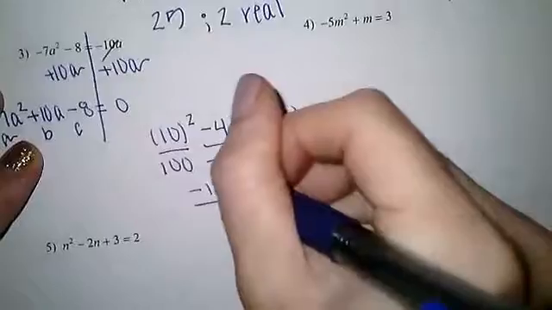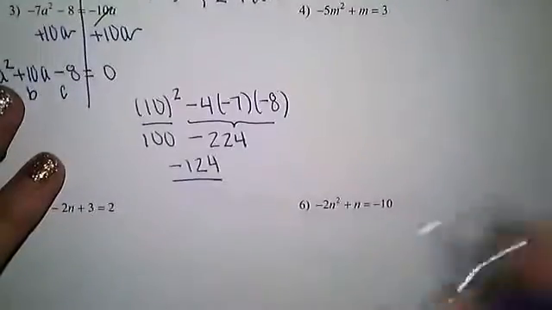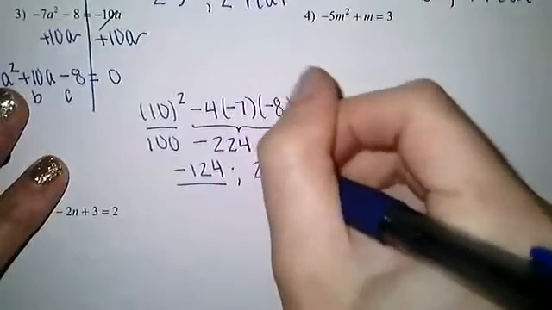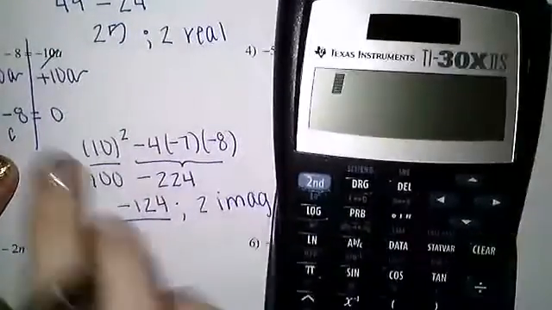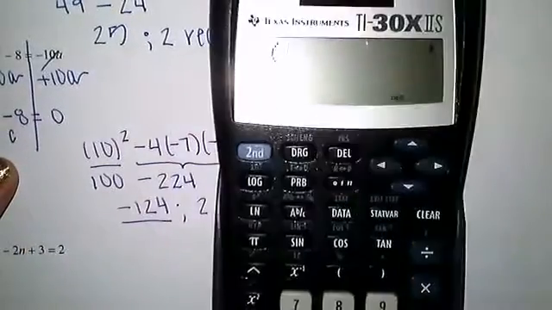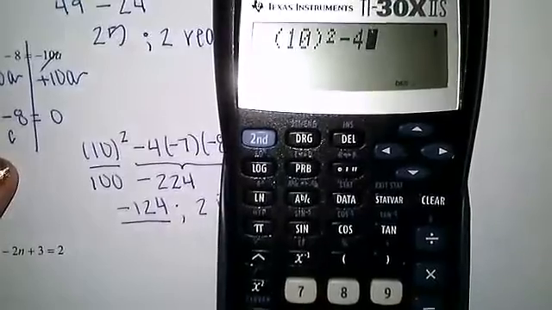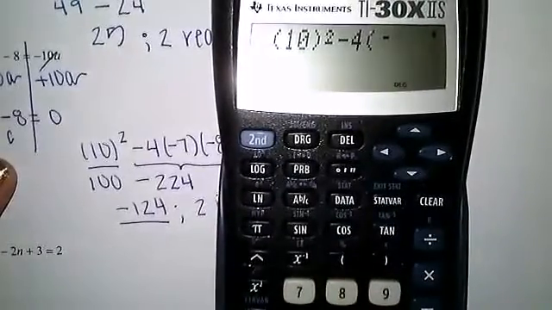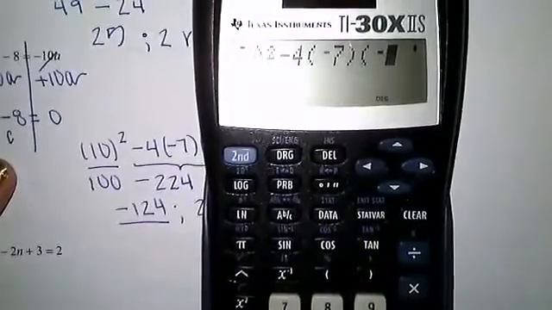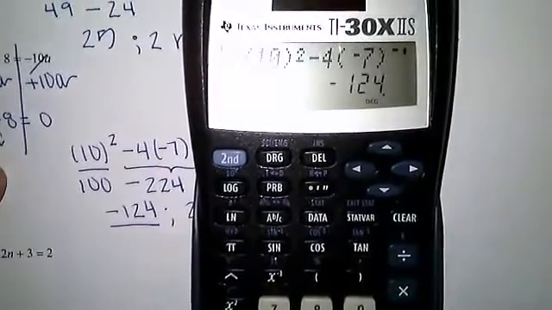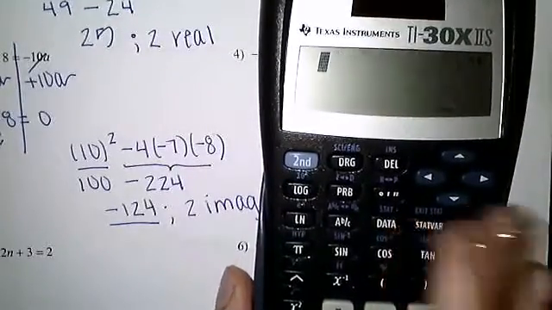So if we look at our notes, a negative answer gets us two imaginary solutions. That means that it never hits the x-axis. You could also type this whole thing into your calculator. So you do parentheses 10 to the second power minus 4 parentheses negative 7. So we use that little negative button. Close it up, parentheses negative 8. And then enter, and you'll have your answer as well. So just choose the option that works best for you.